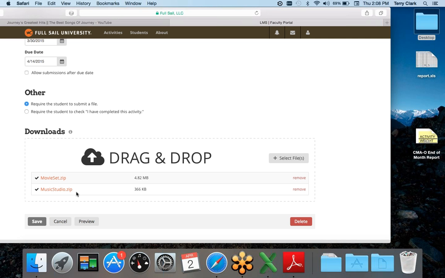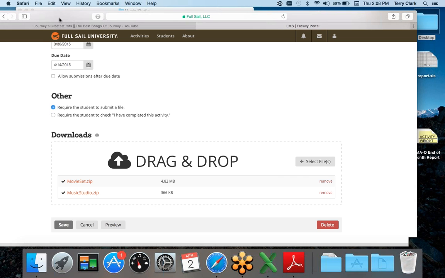You don't have to do both. Okay, you only have to do one. Okay, so at this point, you'll choose. If you want to do the movie set, then you'll unlock the movie set zip. If you want to do the music studio, then you'll unlock the music studio zip.